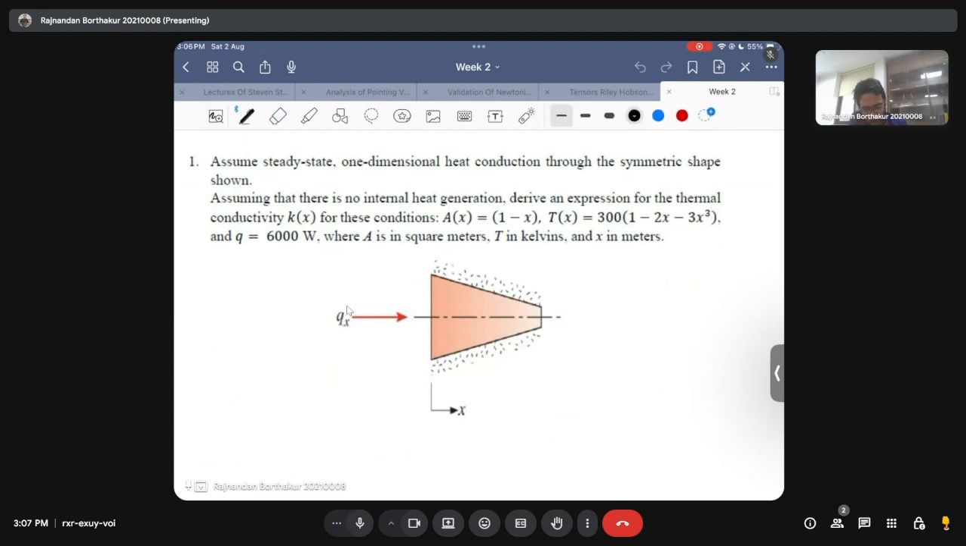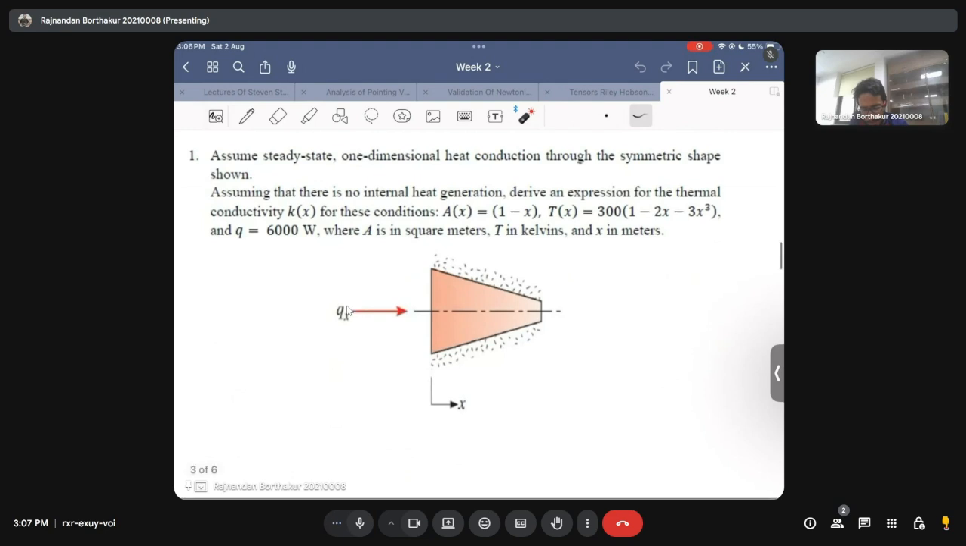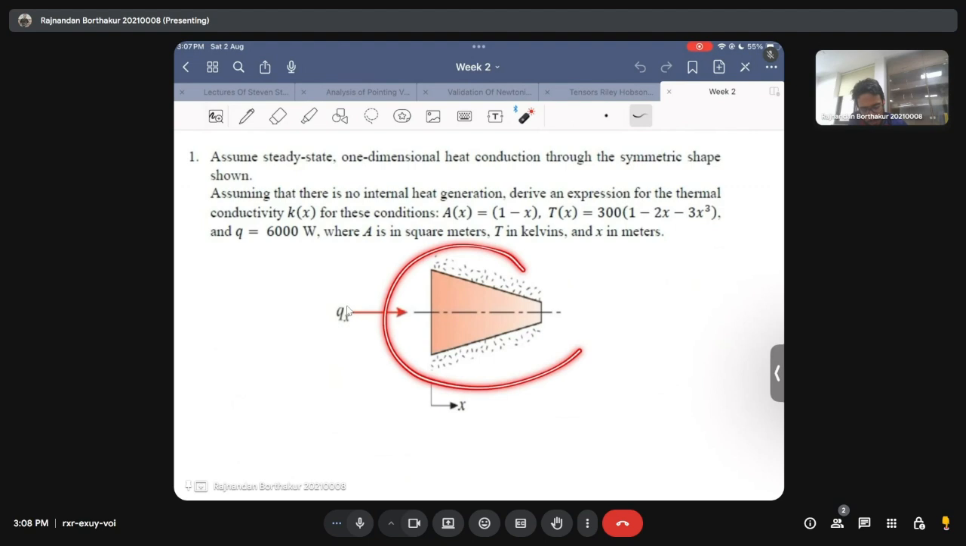Okay, so let's get started with the first problem. It says to assume certain things. For instance, assume it's a steady state, 1D heat transfer problem through a symmetric shape as shown. This is the shape they have given us. It is symmetric about this axis, which is the x-axis. And it further says that there is no internal heat generation taking place.